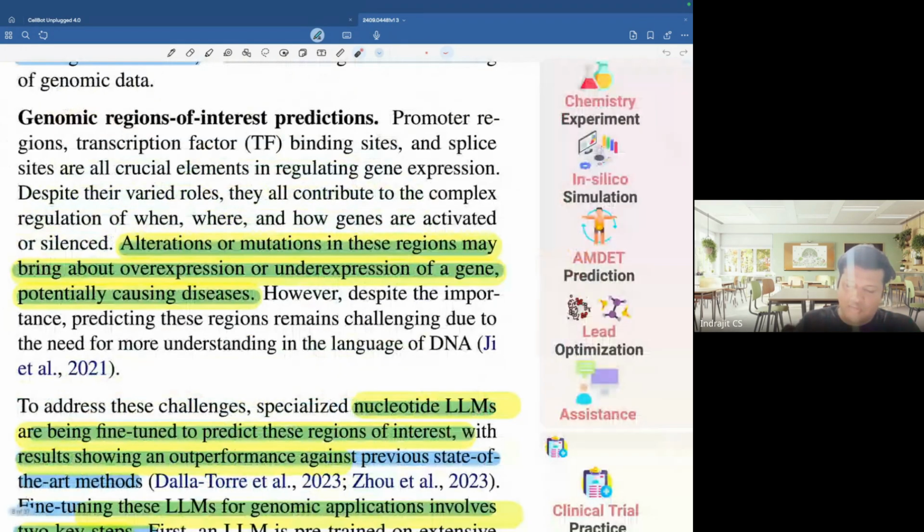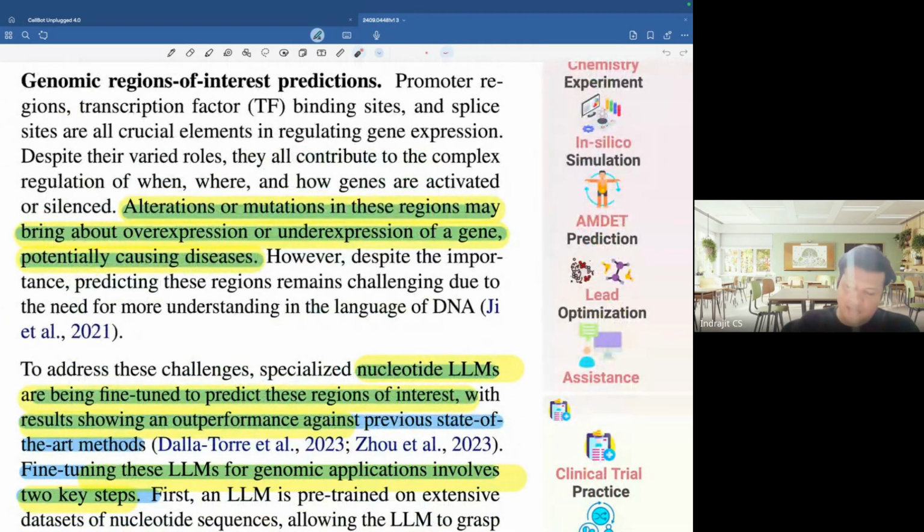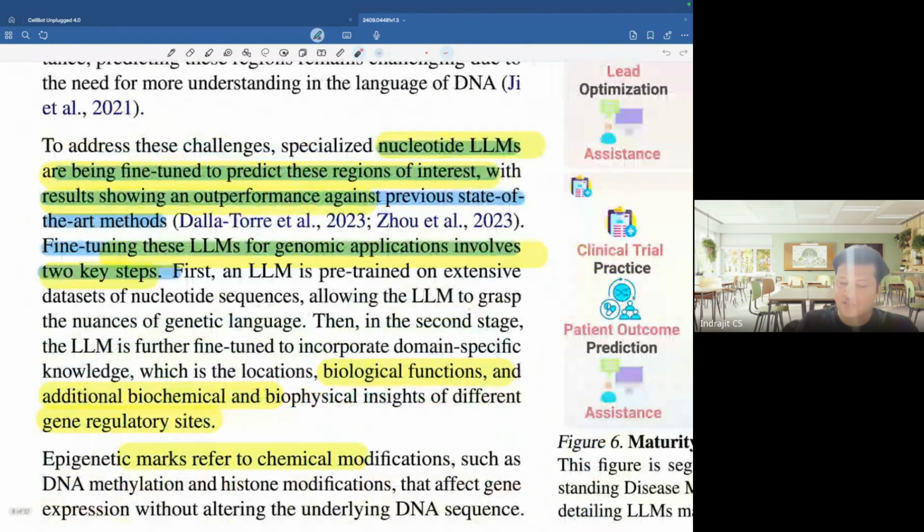The other one is genomic regions of interest prediction. Promoter regions, transcription factor binding sites, and splice sites are all crucial elements in regulating gene expression. Despite their varied roles, they all contribute to complex regulation of when, where, or how genes are activated or silenced. Alterations or mutations in these regions may bring about overexpression or underexpression of a gene, potentially causing diseases. To address this challenge, specialized nucleotide LLMs are being fine-tuned to predict these regions of interest, with results showing outperformance against previous state-of-the-art methods.